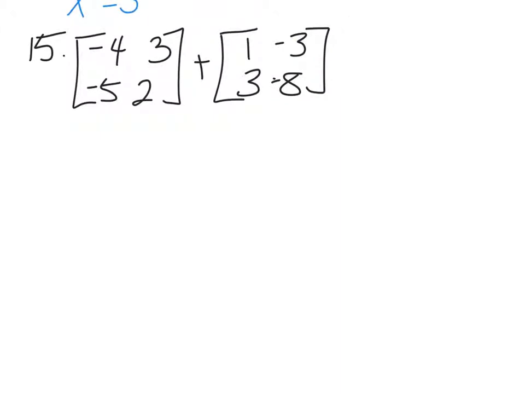So these are really easy. When we're adding, we're just adding. Negative 4 plus positive 1 is negative 3. 3 plus negative 3 is 0. Negative 5 plus 3 is negative 2. 2 plus negative 8 is negative 6. And we're done.